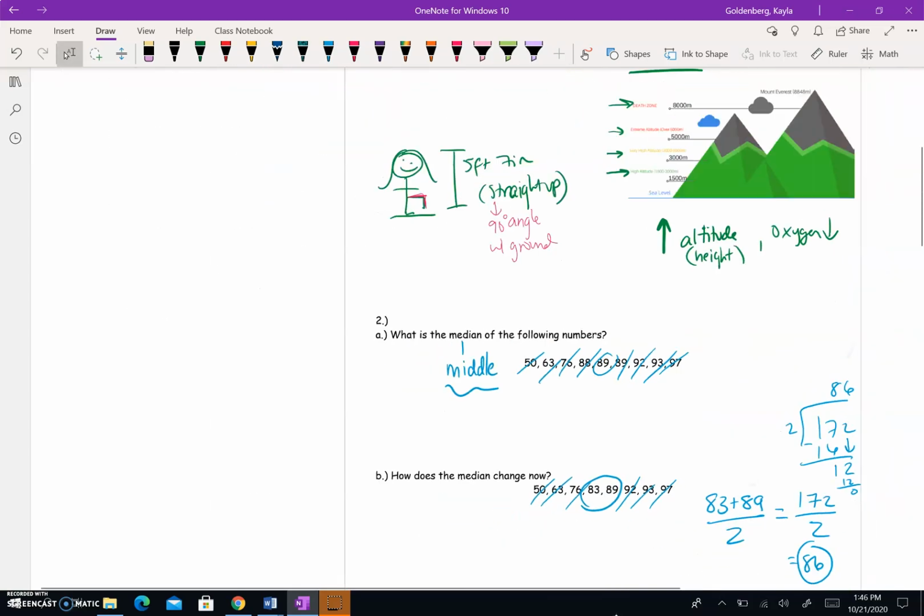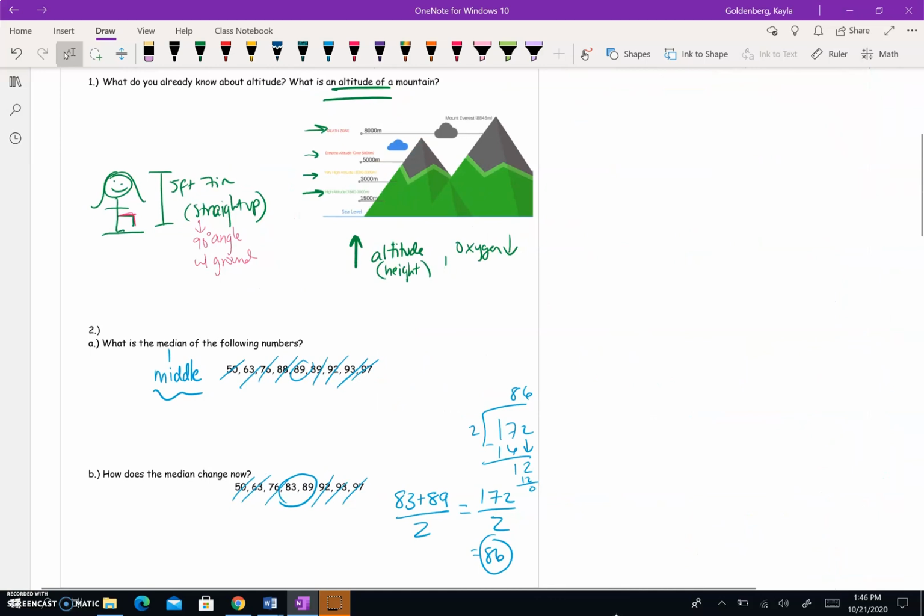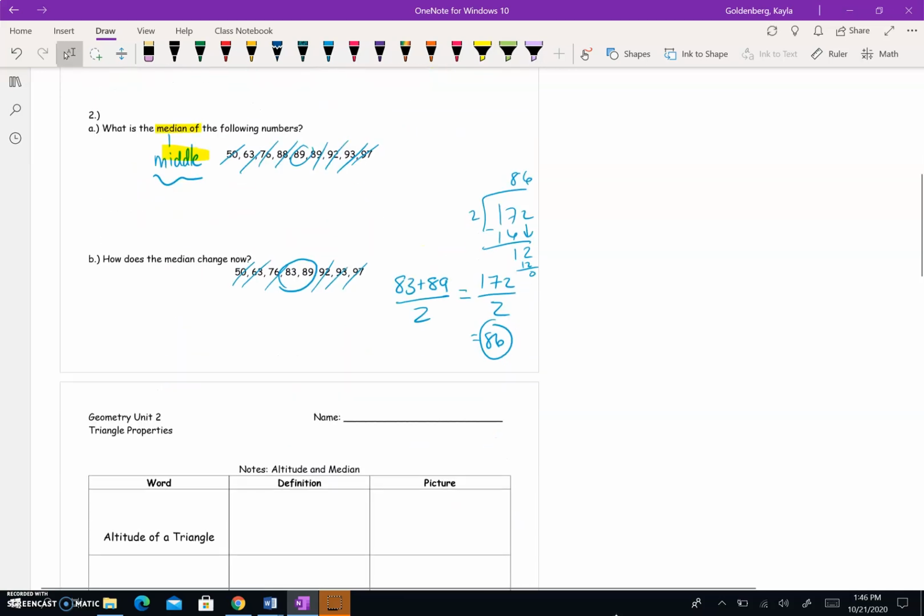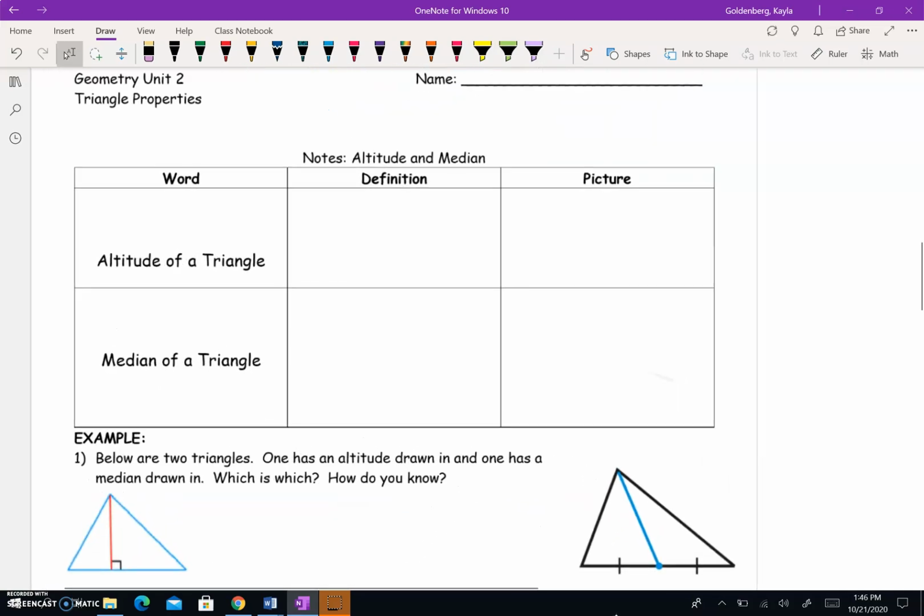So all I wanted to do here is get us thinking about where we've seen these words and think about the fancy version, altitude and median, and the normal word for it, height and middle. And now we're going to see what it looks like in math.